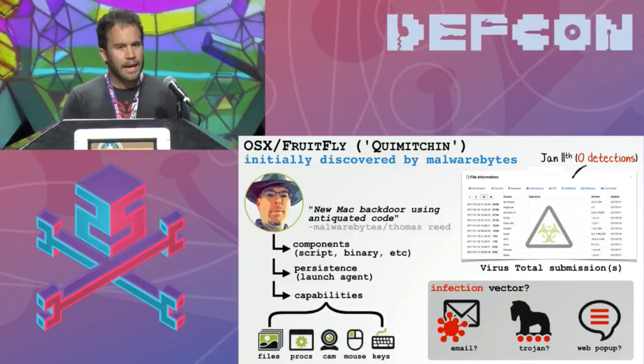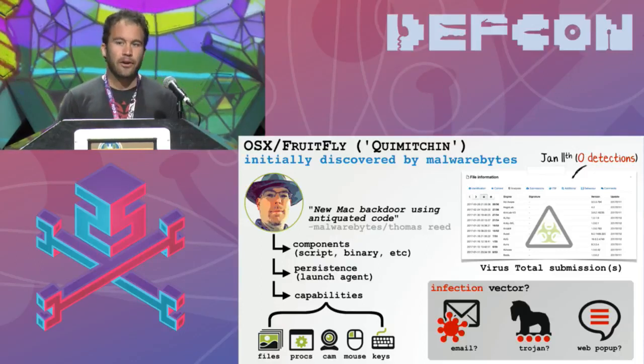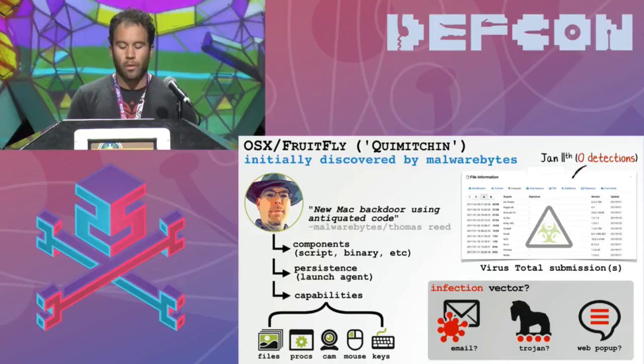FruitFly was discovered in January. Initially it was undetected by antivirus engines on VirusTotal. My good friend Thomas Reed, who is here in attendance, an incredible Mac security researcher, did the initial analysis and wrote a great blog articulating the components of the malware, its persistence techniques, and also some of its capabilities. It's a fairly standard but fully featured Mac backdoor, but it has some interesting interactive capabilities, also the ability to turn on the webcam. Now we don't know the infection vector, we never found an installer, which is interesting, but perhaps it was via an email attachment or a pirated or Trojan application.